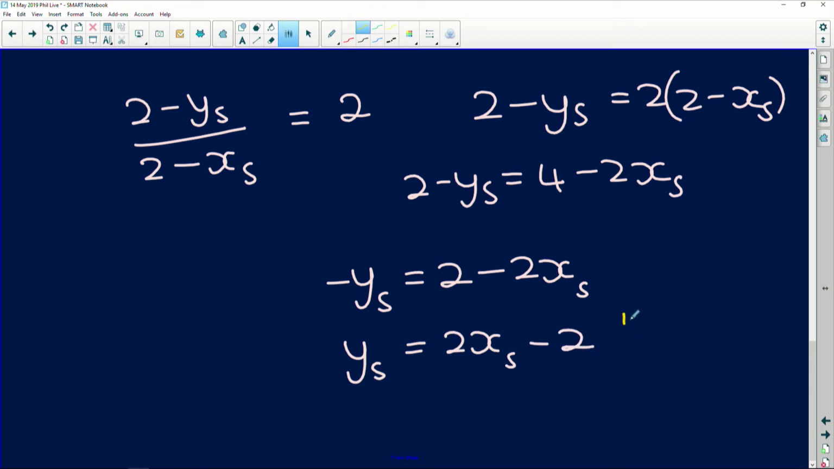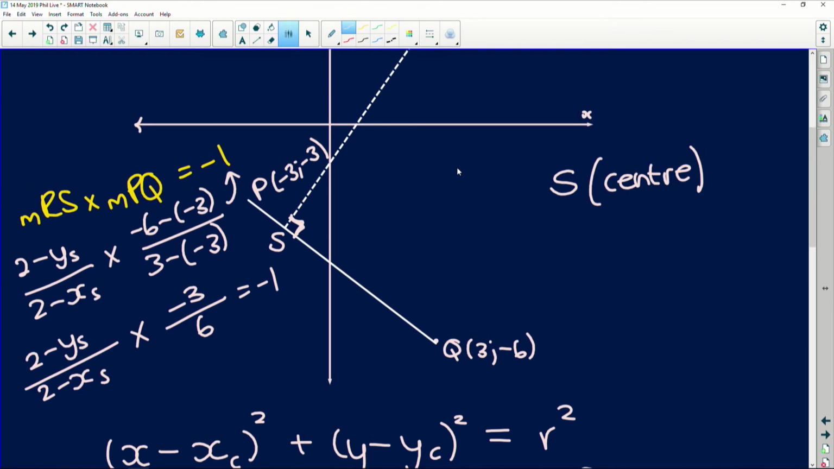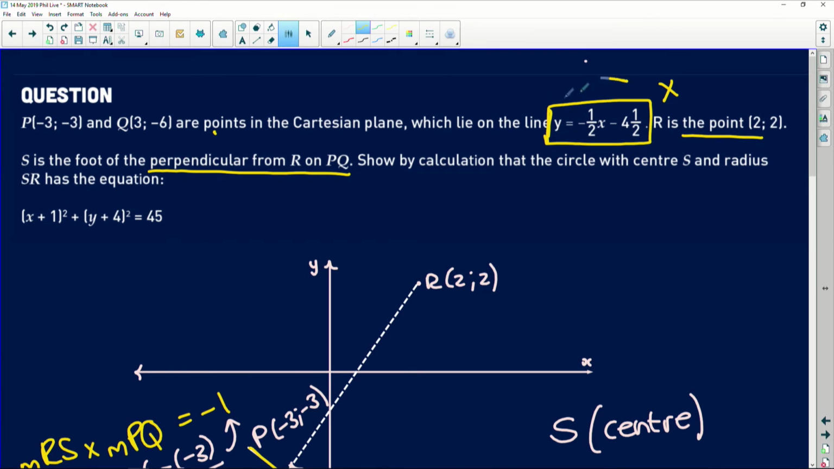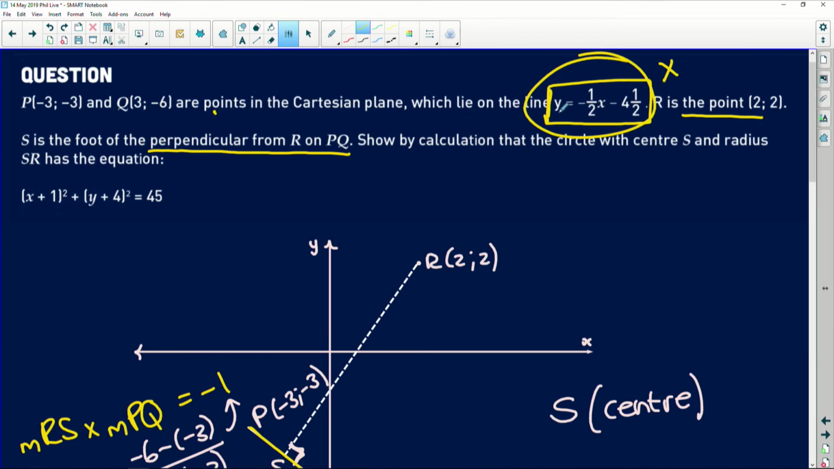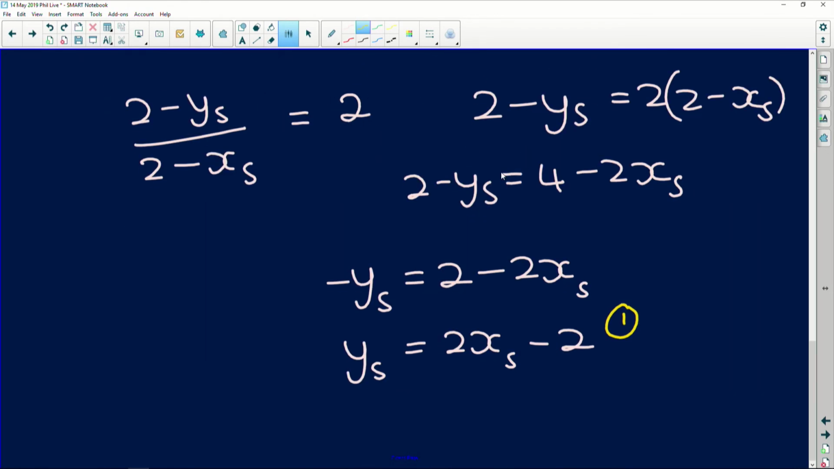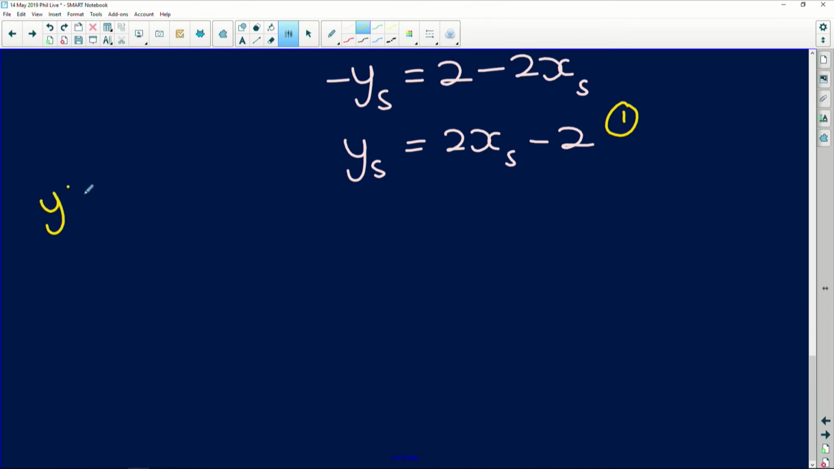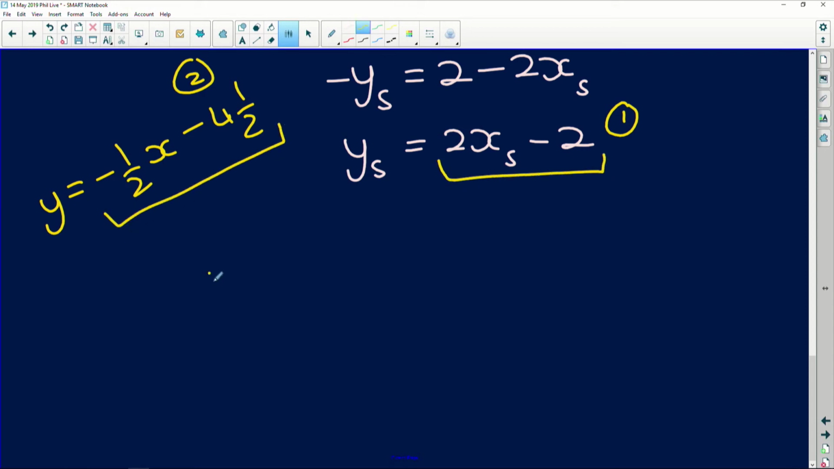Okay, so that gives us one equation. Now we need to try and establish another one. Well, that is given to us very simply: S lies on this line here, which means it is defined by this equation here. It was y is equal to -1/2x minus 4.5. That's our second equation. So now we can equate this part to this part because they're both in terms of y. So 2 multiplied by x of s, minus 2, is equal to -1/2 of x at s minus 4.5, which is also 9 over 2.